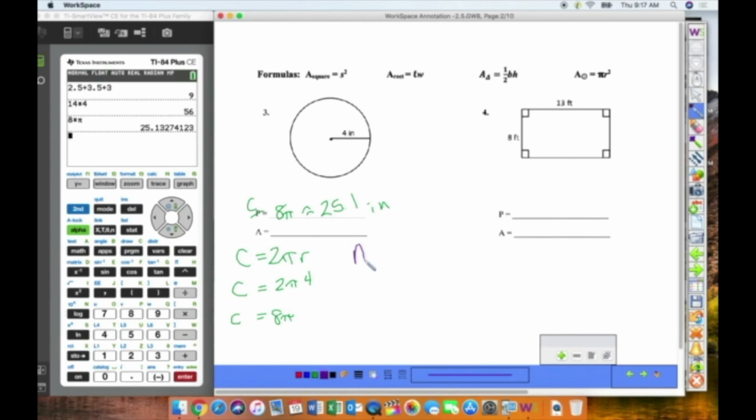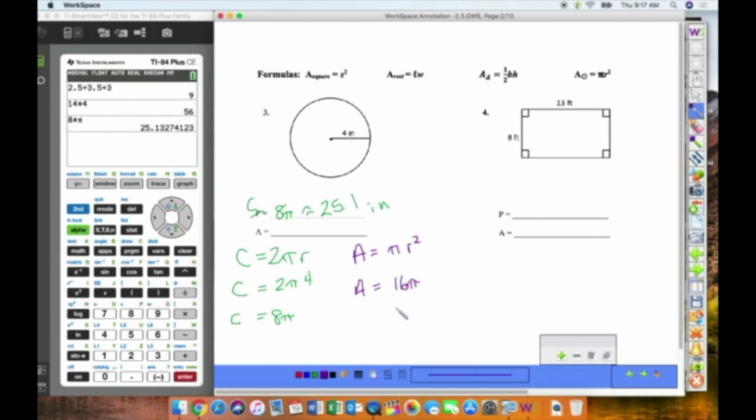Area, we always write the formula down for area. That's going to be pi r squared. And area, we're smart. This is advanced geometry, so I'm going to let us skip a little bit of step. We got to take the radius in here, which is 4, and square it. So we know that's going to be 16.